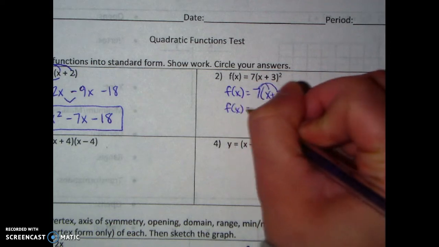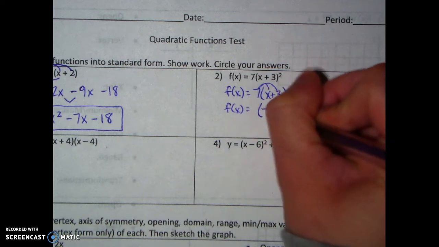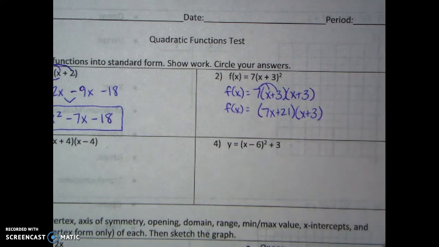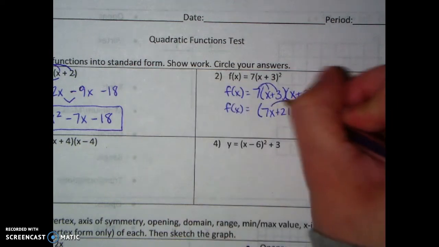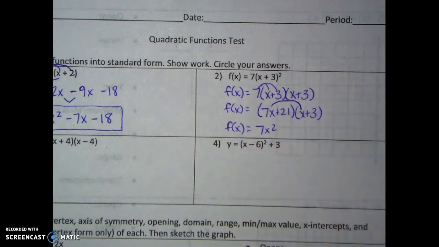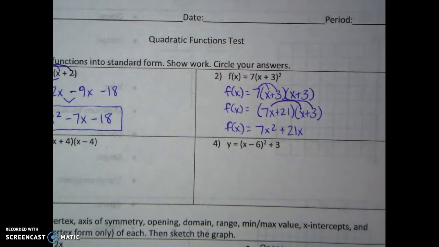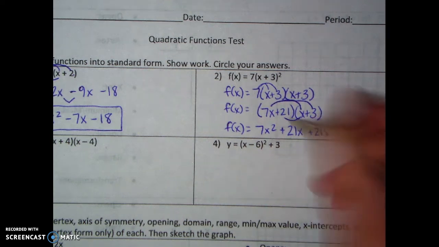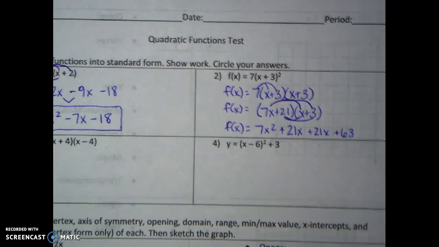So f of x equals, and you'll want these still inside parentheses, so 7x plus 21 times x plus 3. Okay, now I do the same thing that I did over here, multiply it 4 times. So 7x times x is 7x squared. 7x times 3 is a positive 21x. 21 times x is plus 21x. And 21 times 3 is 63.